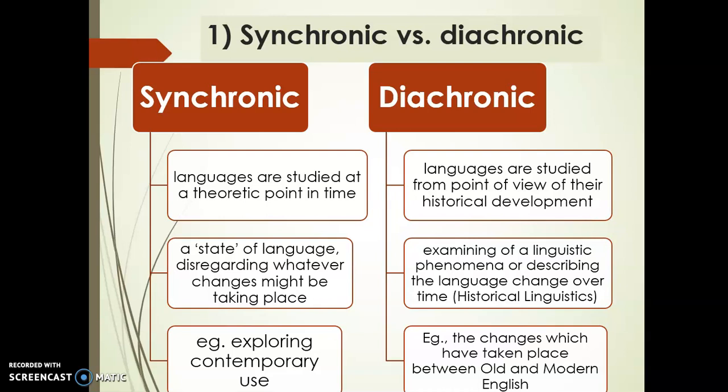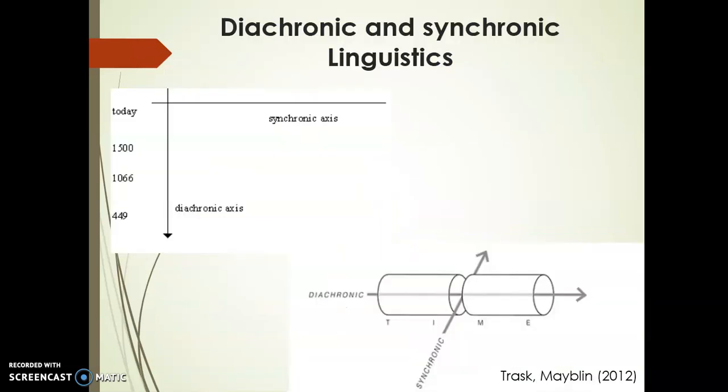And diachronic study examines linguistic phenomena, describing the language change over time. That's historical linguistics. For example, exploring contemporary use, and the other is the changes which have taken place between Old and Modern English. So here we have synchronic, it's horizontal, and diachronic is like a cut in time.